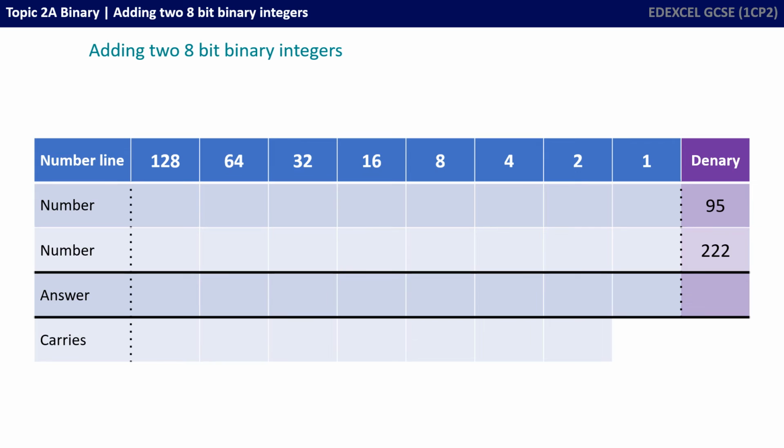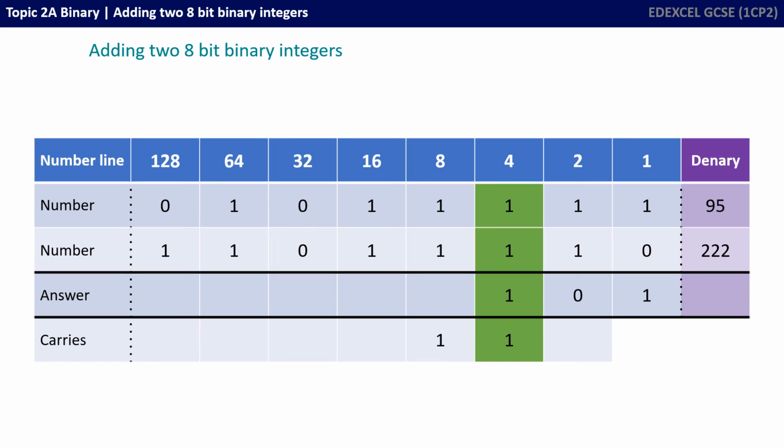Let's do one last example here. So we've got the numbers 95 and 222 in denary. There they are, written out under their binary weighting lines. Again, we start on the right hand side. We have 1 and 0 is a 1. A 1 and 1 is a 0, carry a 1.